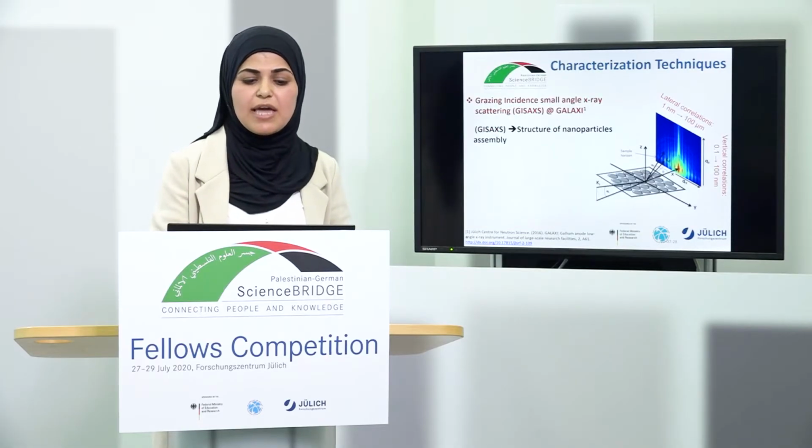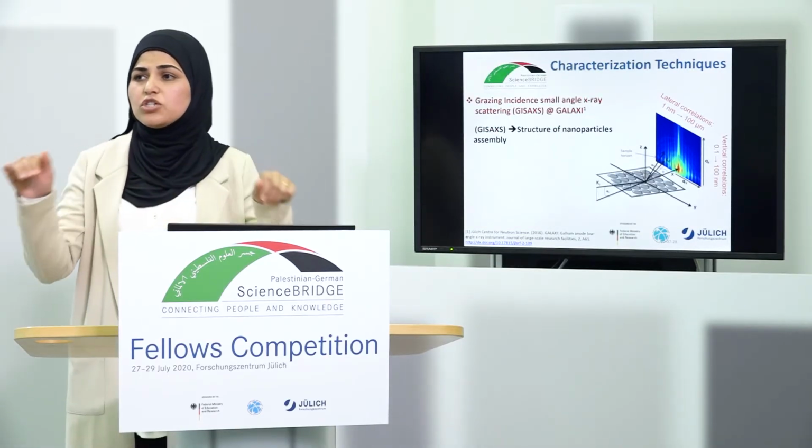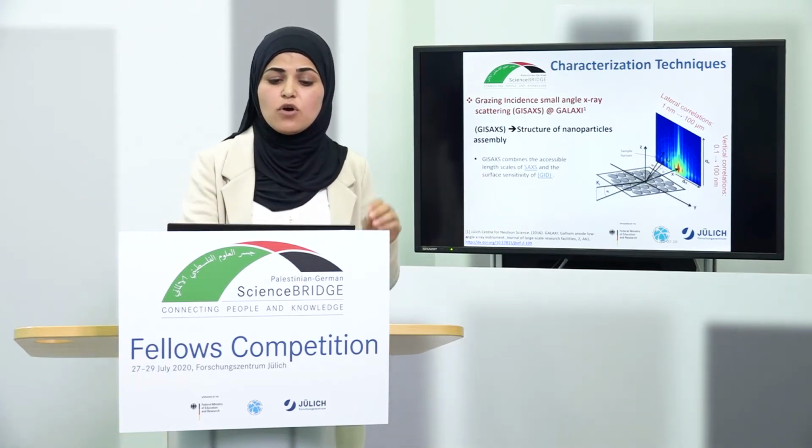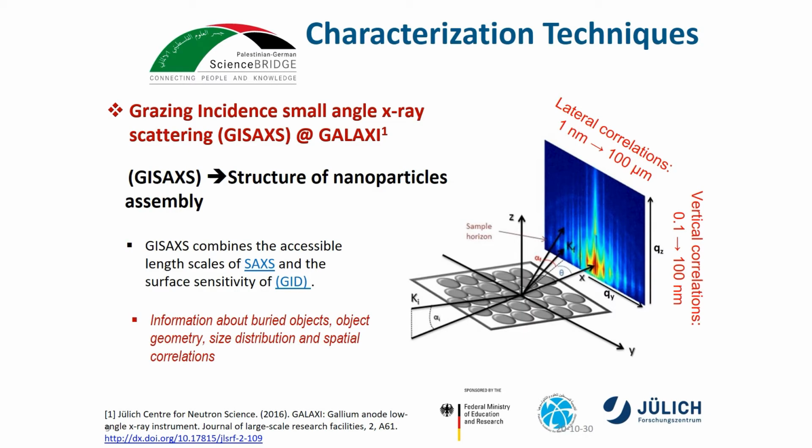One of these techniques is known as GISAXS, grazing incidence small angle X-ray scattering. The idea behind this technique is that the X-ray or neutron beam is directed toward the sample surface at a very small shallow angle, alpha i. And from this technique, we can get access to the lateral and vertical correlation between nanoparticles. We can also get information about the size distribution and spatial correlation.